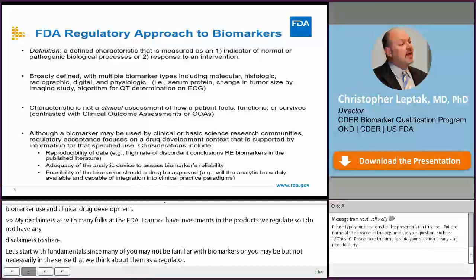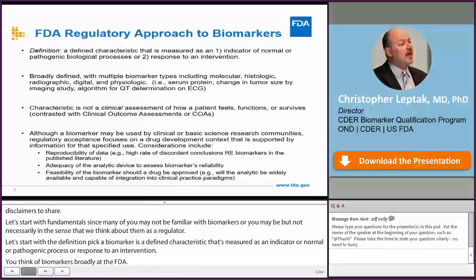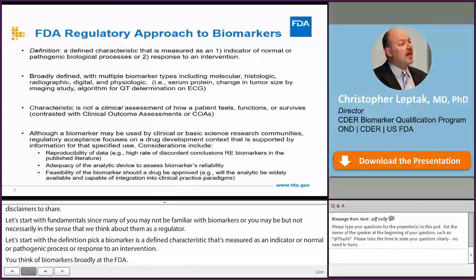We think of biomarkers very broadly at the FDA, although the lay community thinks of them maybe as something that's measured in a body fluid, which is in fact a type of biomarker. We also can look at biomarkers from radiographic images or physiologic studies. So there's many different types of biomarkers that we can use as part of aiding drug development.